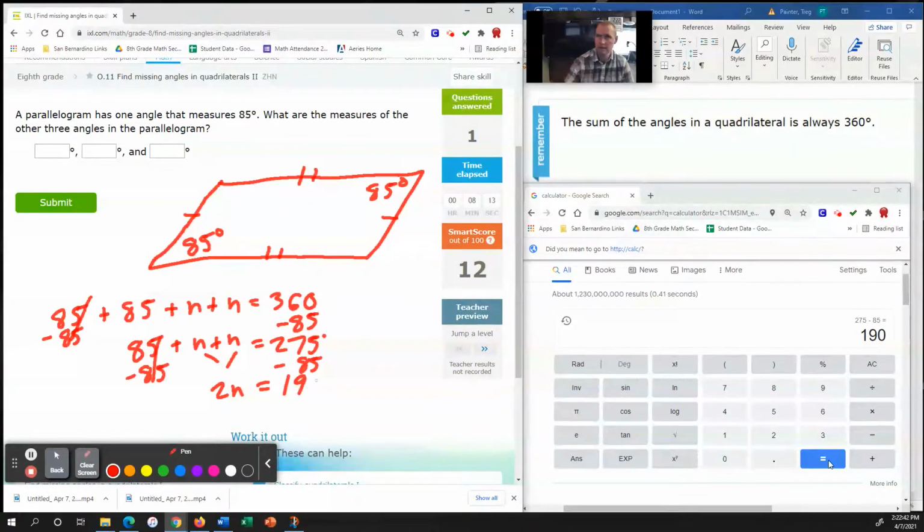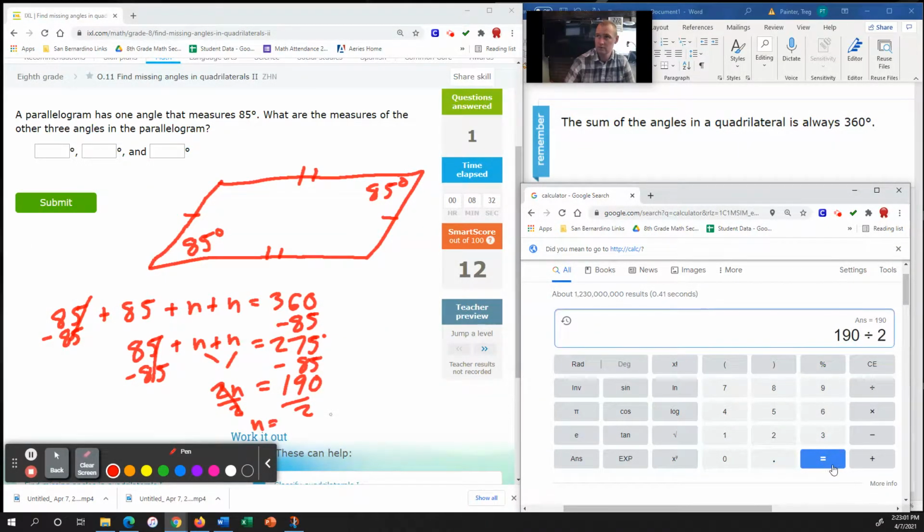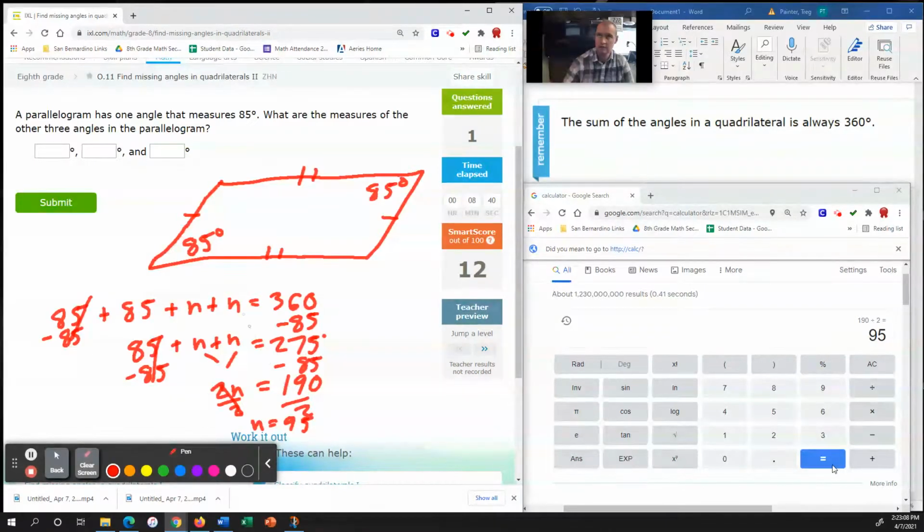So 190. And because there's two angles left, what we need to do is take the 190 and divide by 2. So 190 divided by 2, which will leave us with n equals 190 divided by 2. Use a calculator if you're a little bit confused. Leaves us with 95. So our last two angles are 95 degrees respectively. So 95 degrees and 95 degrees.